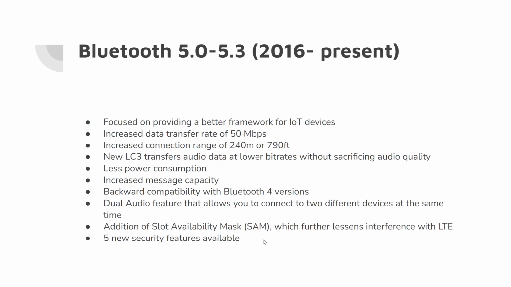All right, now fast forward to present day, and we have Bluetooth 5.0, and it came out in 2016. It focused on building off of the BLE improvements and providing an even better framework for IoT devices. So we increased the data transfer rate to now 50 megabits per second, increased connection range to about 790 feet, which is crazy. New LC3 transfer. So basically the same audio quality, but now lower bit rates, which is super nice. Less power consumption still, increased message capacity. We're also backward compatible with Bluetooth 4.